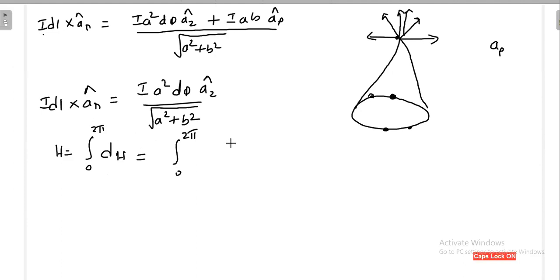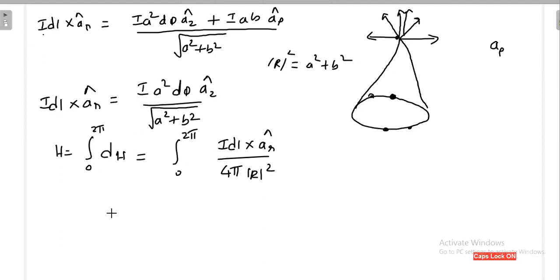What is dH actually? dH is I dl × a_R cap divided by 4π |R|². You know what is dl and a_R cap, and you know what |R|² is. |R|² is simply equal to a² + b², because |R| is the square root of a² + b². So |R|² is simply a² + b².